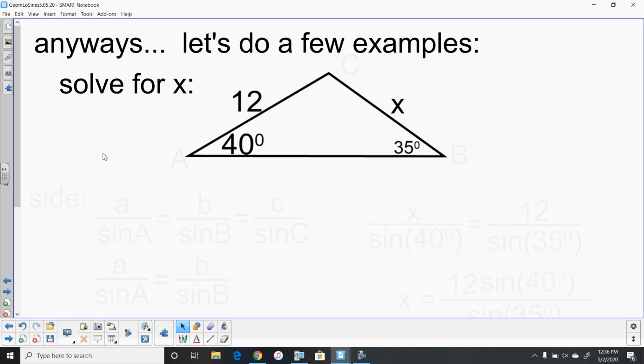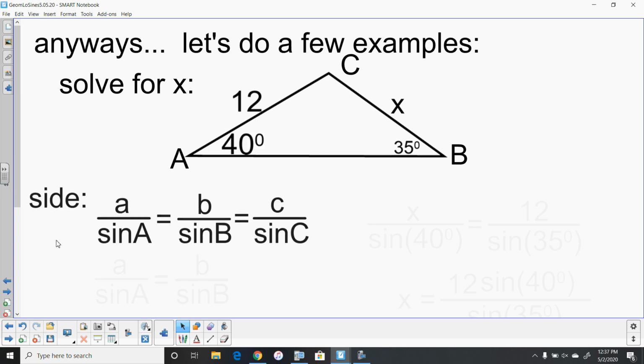What you do need to know is how to use the law of sines. So we'll do a few examples together here. I think maybe we'll do two together, and I'll give you two to practice. But let's go ahead and label the angles of my triangle. And it looks here that x is side a. Because we're solving for a side, I'm going to use my side relationship that we had a couple pages ago.